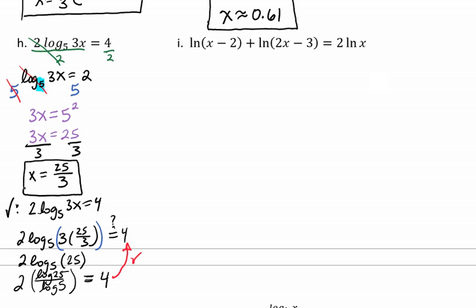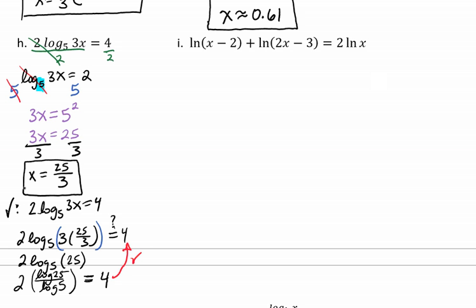Let's take a look at letter I. This will be the last example that we do for this. So here we have the natural log of x minus 2 plus the natural log of 2x minus 3 equals 2 times the natural log of x. Now this one might seem really overwhelming, but we're able to use some condensing.